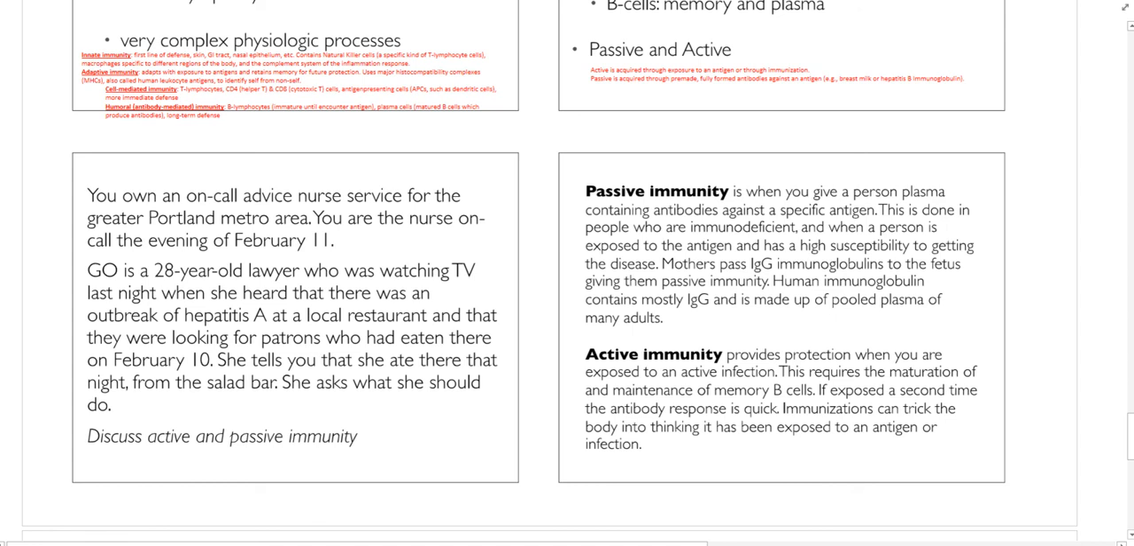Active immunity is going to be where we are exposed to an active infection. Someone with the flu sneezes on you, and now you have the flu, you were exposed to it, and your body developed antibodies and a whole host of defenses against that flu strain. Or maybe you got the flu vaccine, which helps to promote a sort of artificial response to that flu strain in that shot. That would be active immunity.